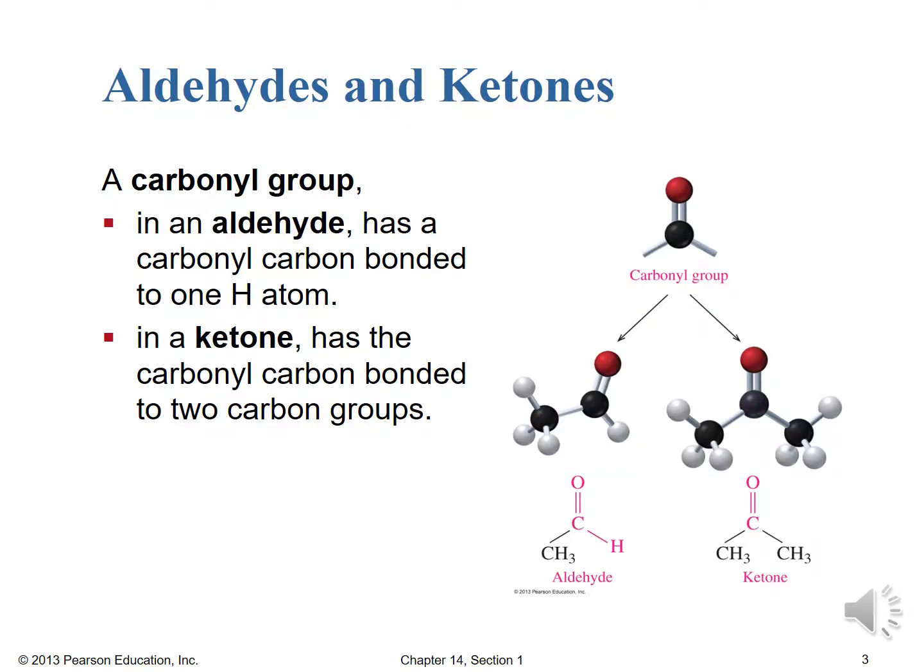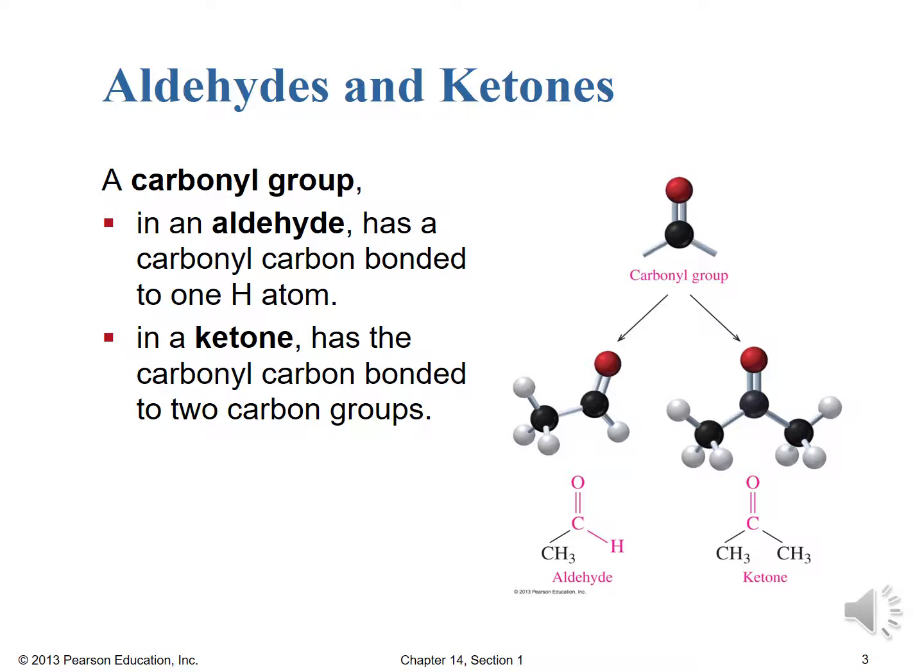So aldehydes and ketones are related. They both involve a carbonyl group, the C double bond O. In an aldehyde, that carbonyl carbon is bonded to a hydrogen atom, so it terminates on one side. So aldehydes are always terminal. They can grow any number of carbons the other direction, but the side that gets the hydrogen, that's it. The carbonyl and the hydrogen terminate the molecule.